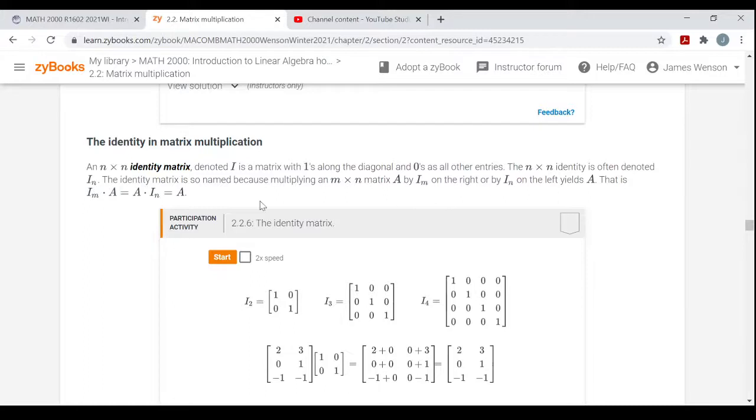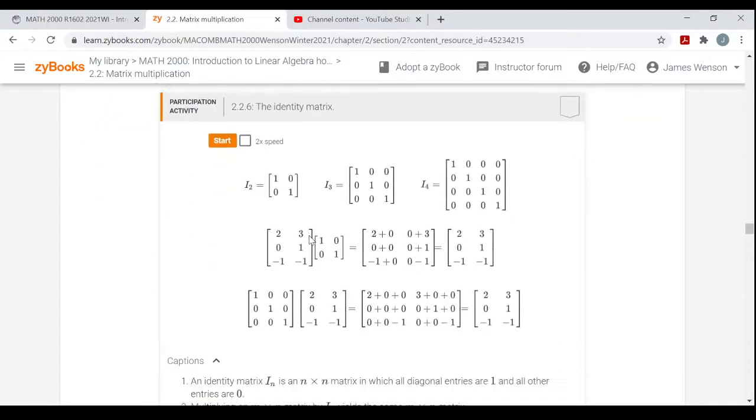See how IM is on the left and IN is on the right, so they should have switched these words. I'll leave a comment for the people who wrote this. But I have an m by n matrix A: the m by m identity matrix times A equals A times the n by n identity matrix. All that's just equal to A.